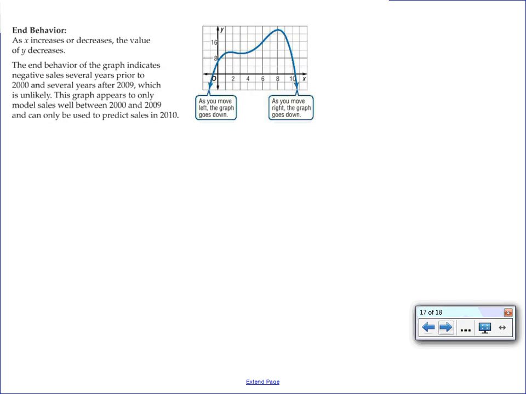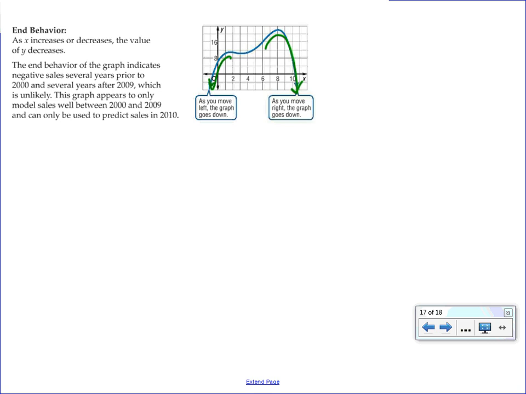All right, the end behavior. As x increases or decreases, the value of y decreases. That is the end behavior that we're seeing. So what do we see happening? As you move left, the graph goes down, doesn't it? As you move to the right, the graph goes down for the end behavior.